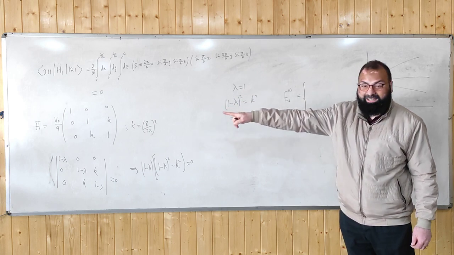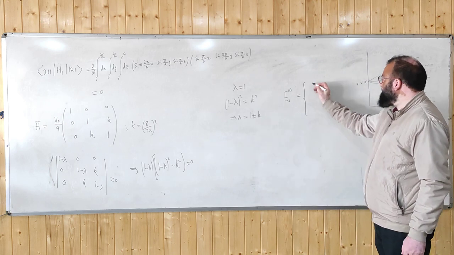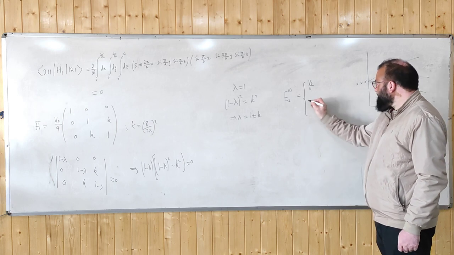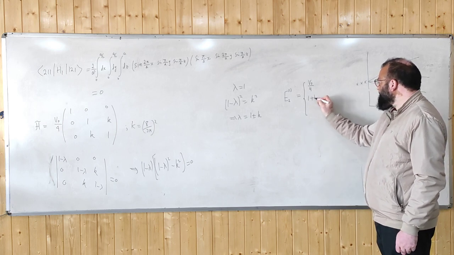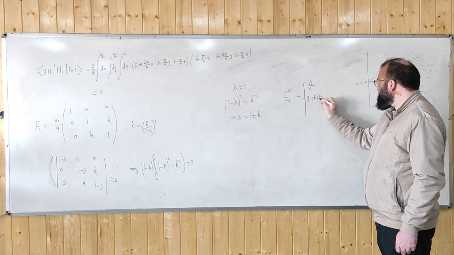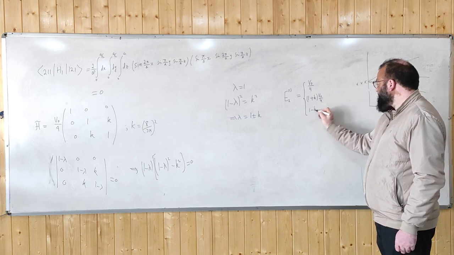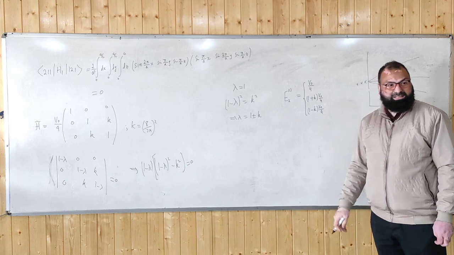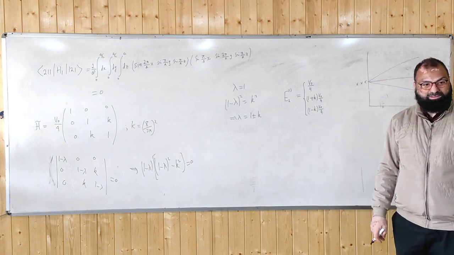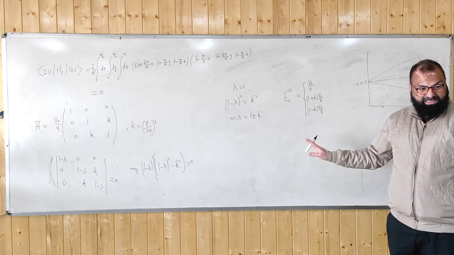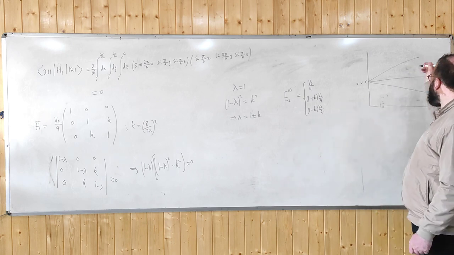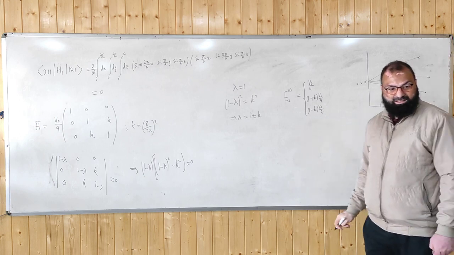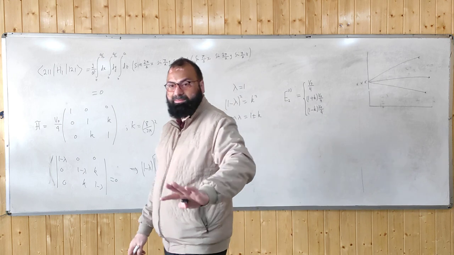But what is the multiplication there? V0 by 4. So the first will be V0 by 4. What is the another? Another value will be 1 plus k V0 by 4. What is the next? 1 minus k V0 by 4. So these are the energies. You are having 3 eigenvalues, 3 energies. One energy, another energy, another energy. So this perturbation simply lifts up the degeneracy.